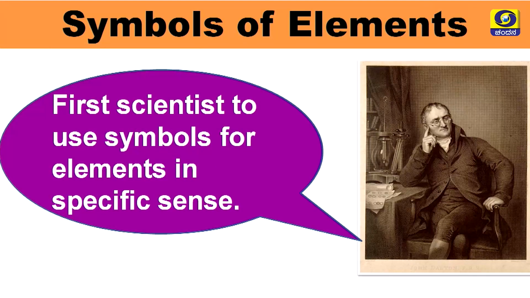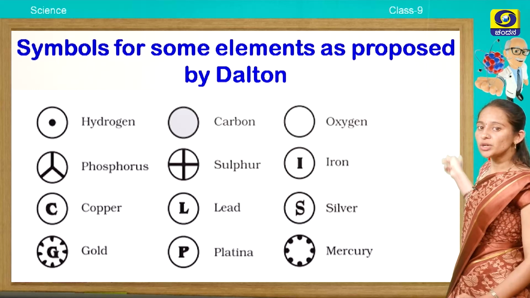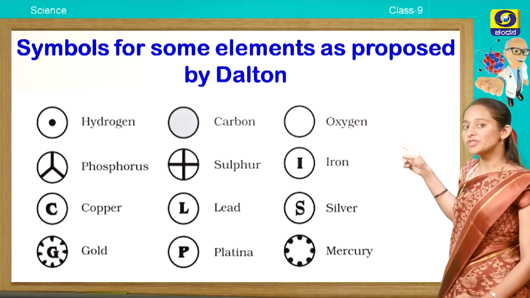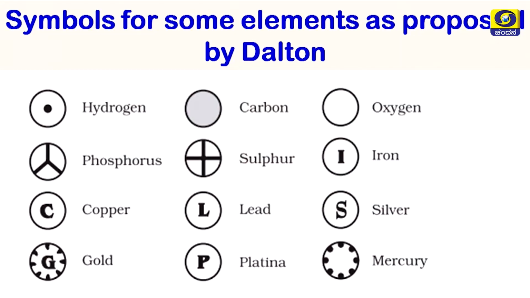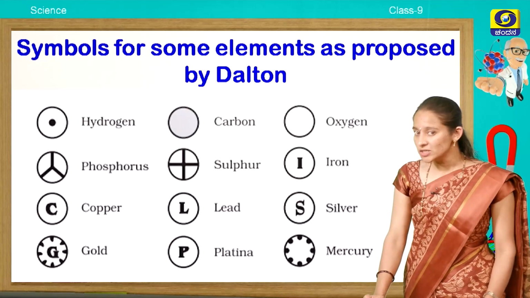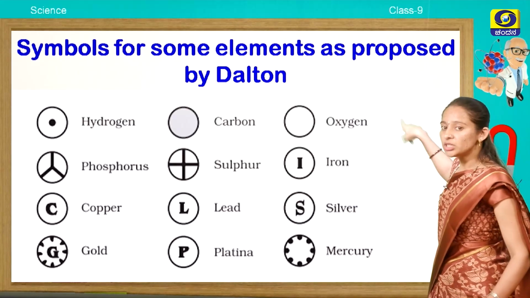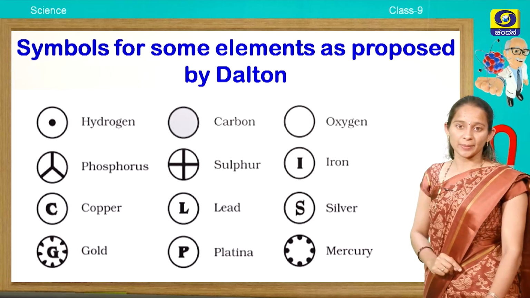Let us now see what are the symbols given to the elements by John Dalton. Here, a picture of symbols of different elements given by Dalton is there. You can see in the picture, hydrogen element is having a symbol with circle and a dot in the center. In case of carbon, you can see a circle which is little shaded. Whereas for oxygen, it is an empty blank circle.